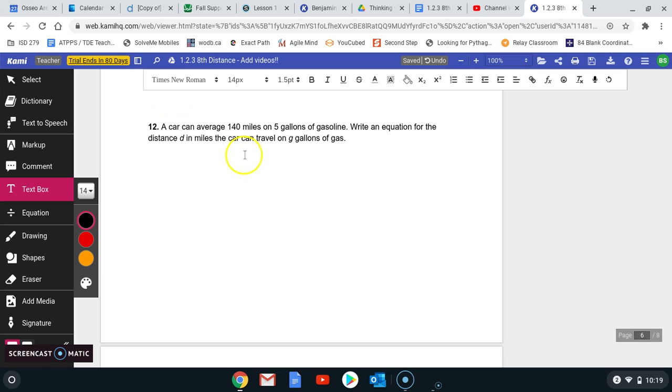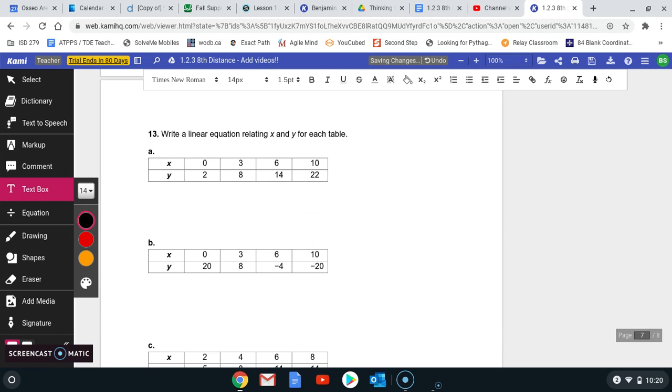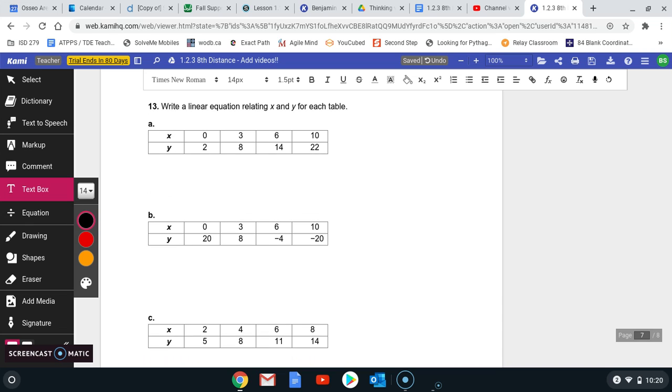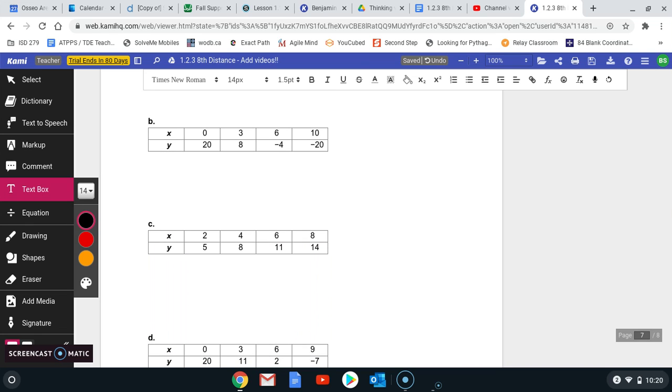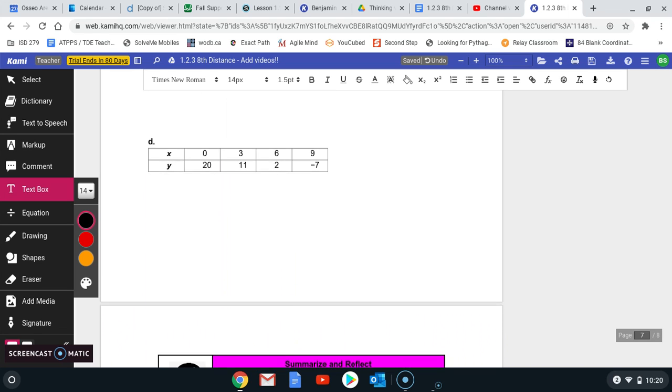A car can average 140 miles on 5 gallons of gasoline. Write an equation for the distance d in miles the car can go on g gallons of gas. In this case, g equals the x, and d equals the y. Then you come to a few tables where you have to write an equation for the tables. So again, find the slope, find where it starts, and write those equations.